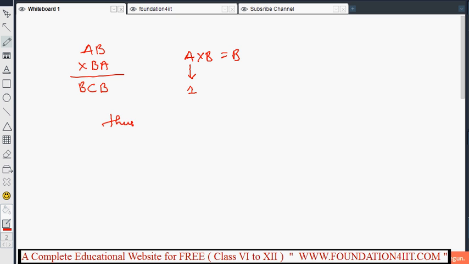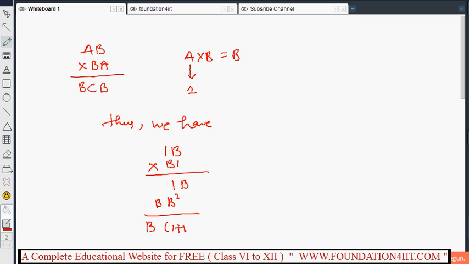Fine. So if A is equal to 1, thus we have 1B into B1. Now if you multiply these both, you can do normal multiplication. 1 into B is B, 1 and B into B is B square, B1 is B. Now if you do this, we get B, the middle digit is 1 plus B square, and the units place is B.